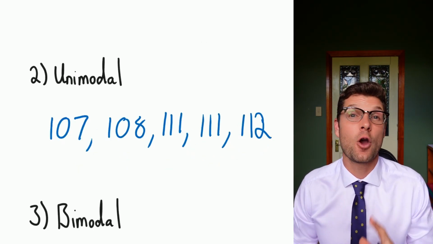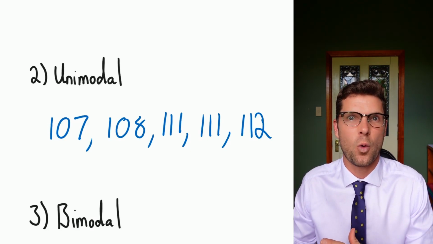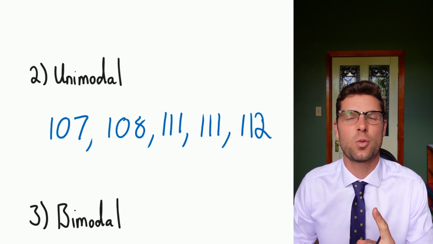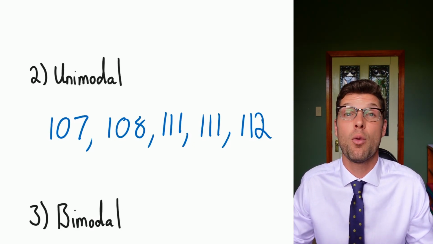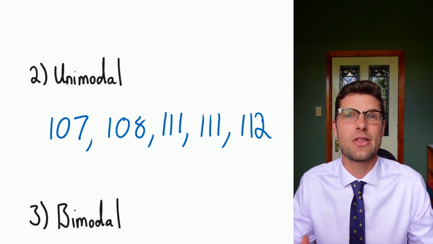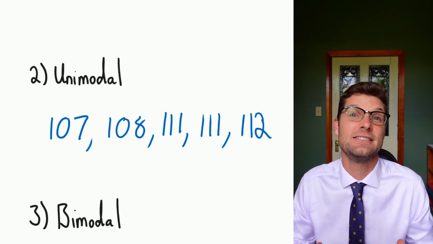The next one is where we've got one mode. This is called unimodal. So uni means one, like a unibrow is one eyebrow. So unimodal means there's one mode. So one number that's more common than anything else. In this example, we've got 2 11s. So that means that is the mode. There's only one mode. So this data set is unimodal.